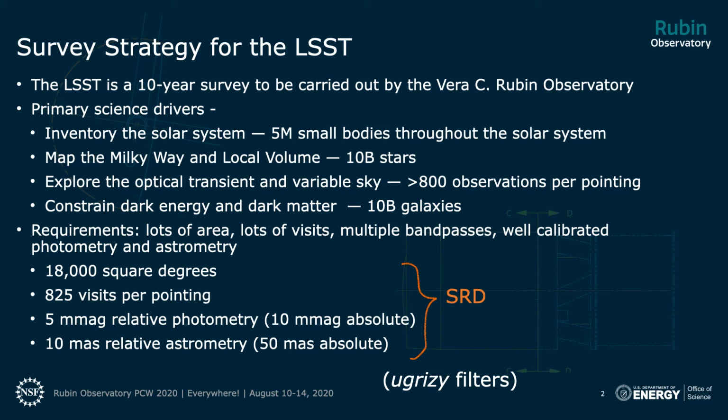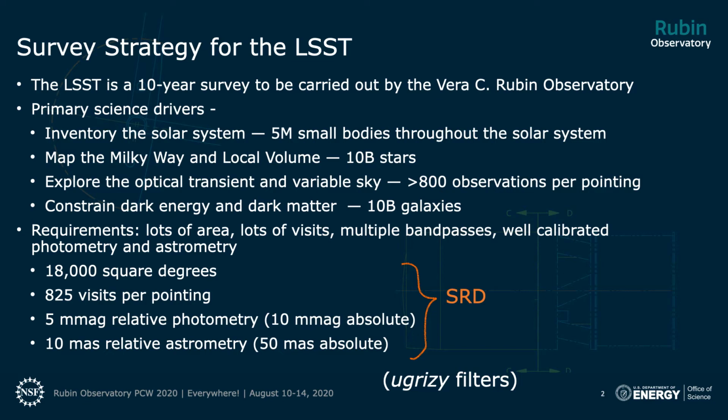The primary science drivers for the LSST are to inventory the solar system, map the Milky Way and local volume, explore the optical transient and variable sky, and constrain dark energy and dark matter. In the course of doing so, we'll catalog about 5 million small bodies throughout the solar system, 10 billion stars, 10 billion galaxies, and have about 800 plus observations per pointing.